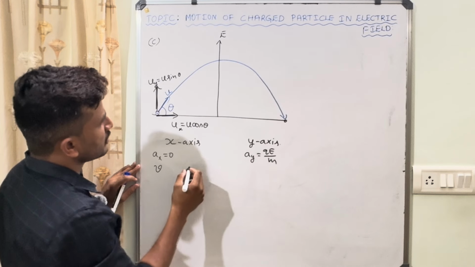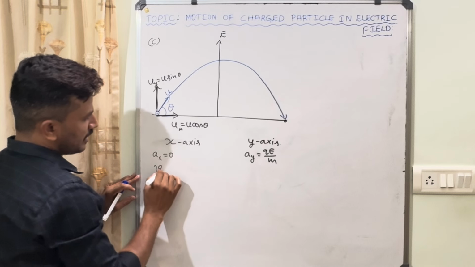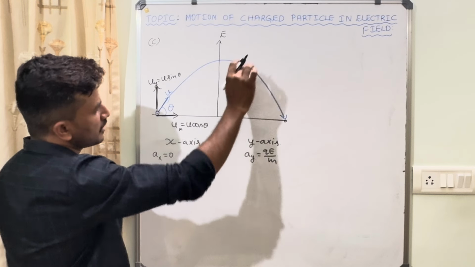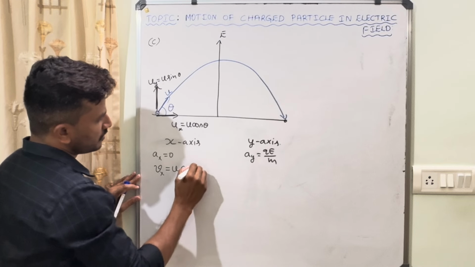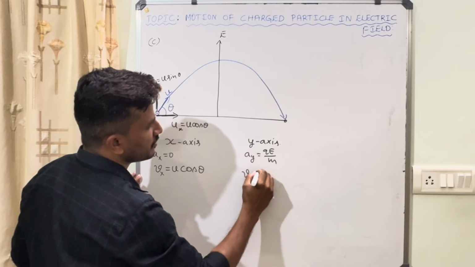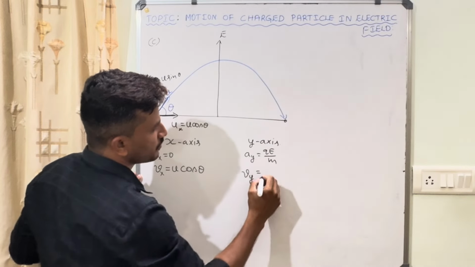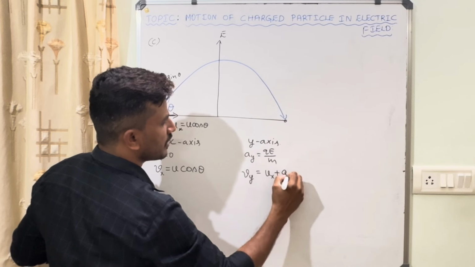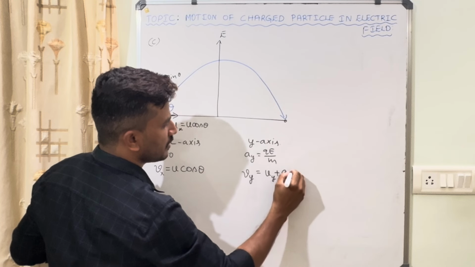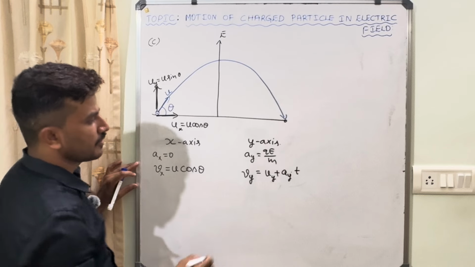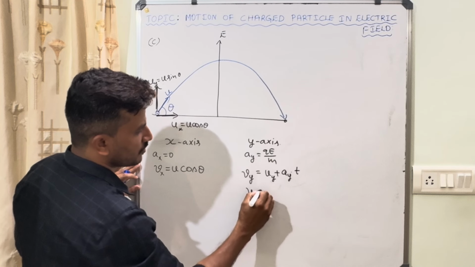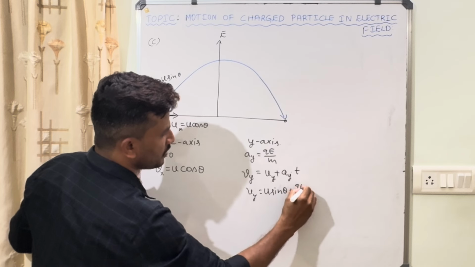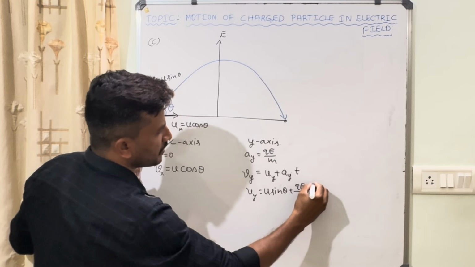After some time, velocity along the x-axis will remain the same, it will not change, because there is no force acting, so u cos theta. But velocity along the y-axis will change because of the opposite force. So v is equal to u plus at, that is vy is equal to uy, which is u sin theta, plus acceleration qE by m into time taken.